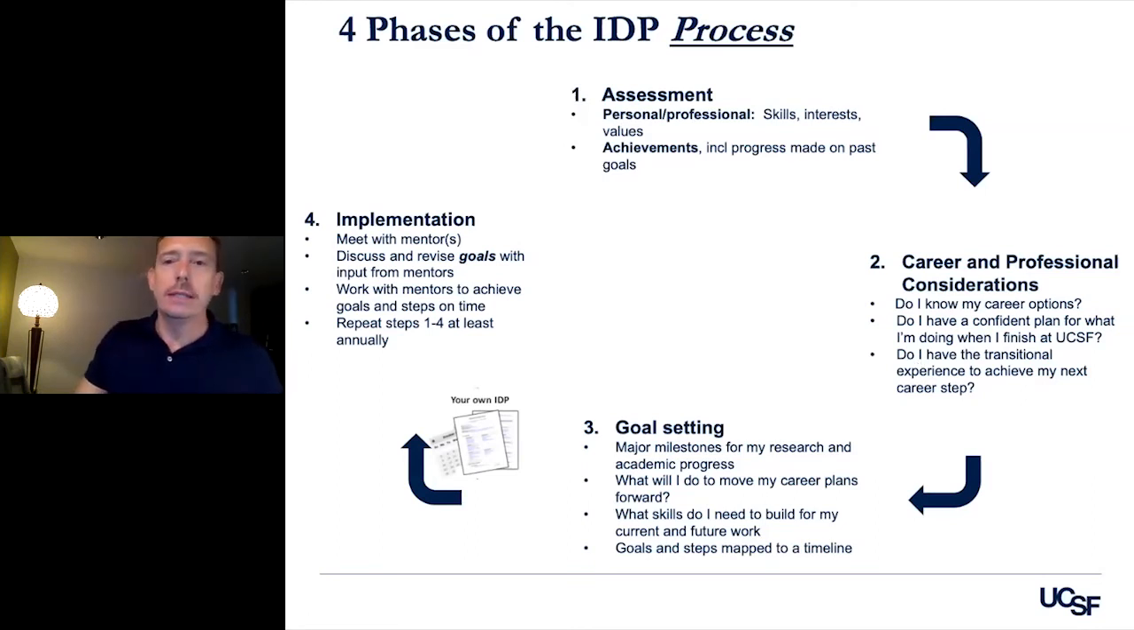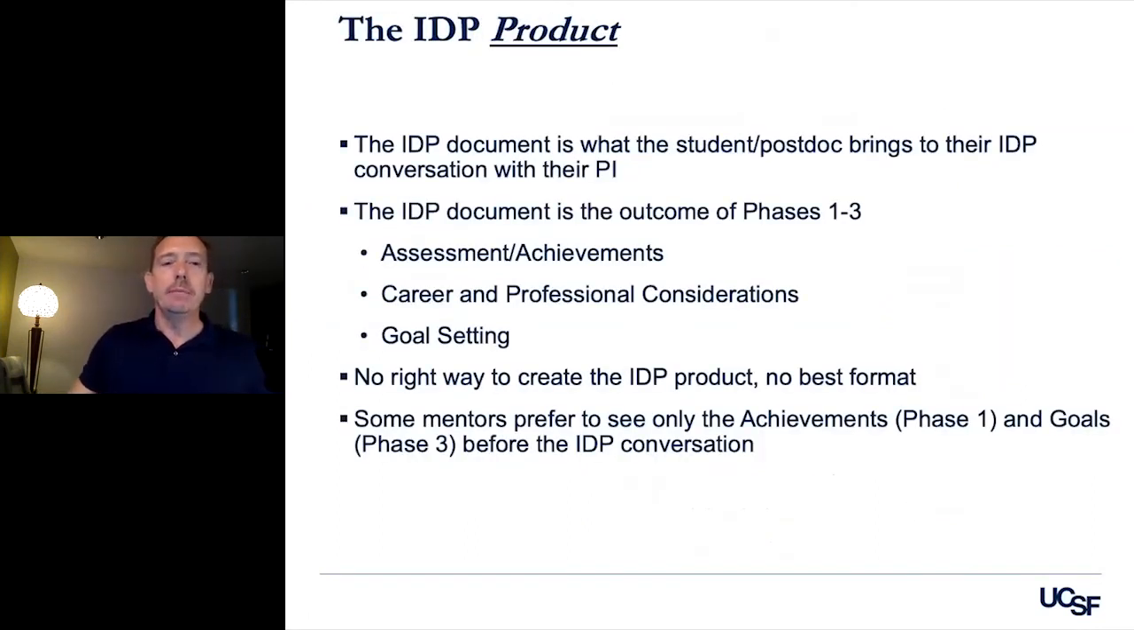Okay, so we'll take a look also at what an IDP product is. So you do all these activities in that process, and it should create some kind of a document if you're writing these things down, and that's what you'll take to your mentor. It doesn't have to be only a discussion with your PI. It can be other mentors as well. And this document is probably the outcome of those 3 phases that we talked about. So your assessment phase, your career thinking phase, and your goals.